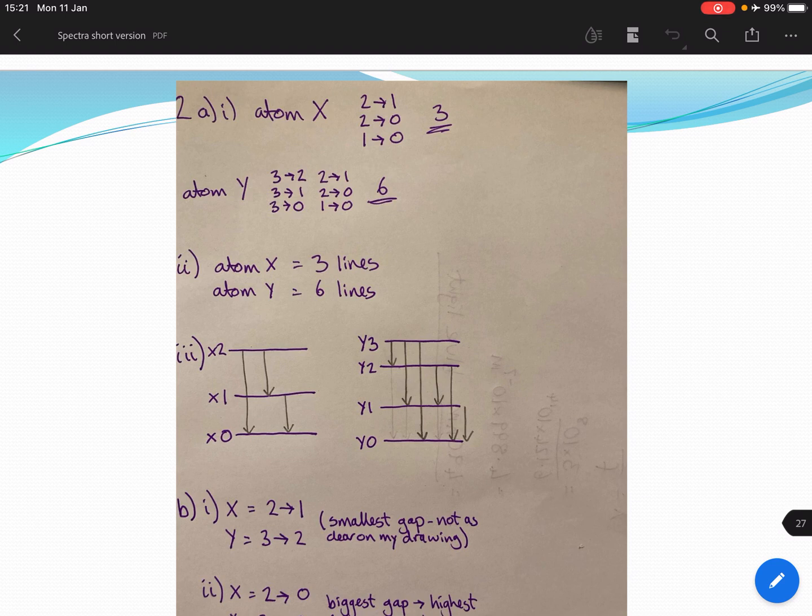How many lines would that then mean appear on the emission spectrum of each element? So it's the same as the number of possibilities for the energy jumps, or the electron jumps. So it'd be 3 lines for X and 6 lines for Y.